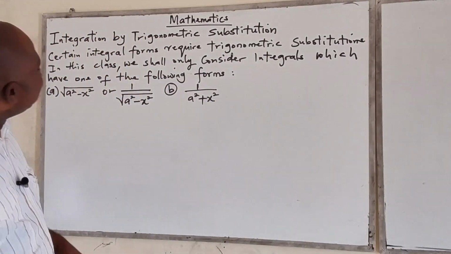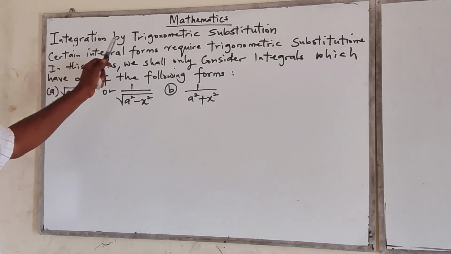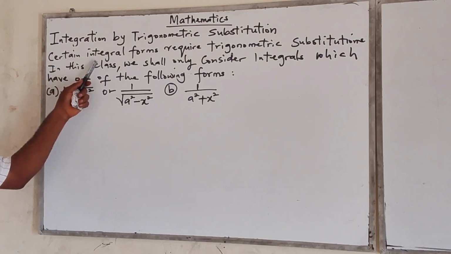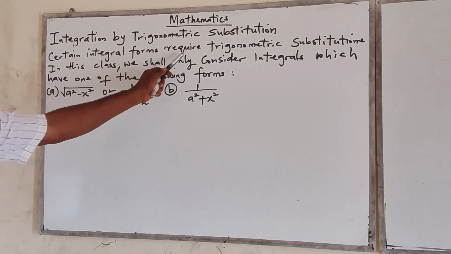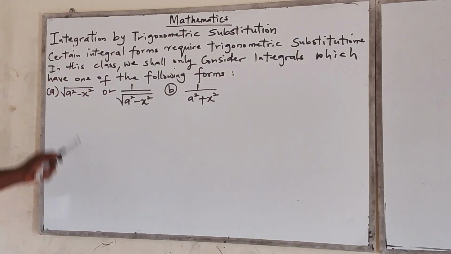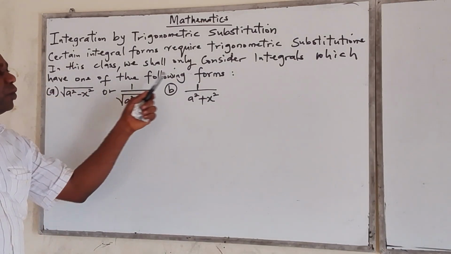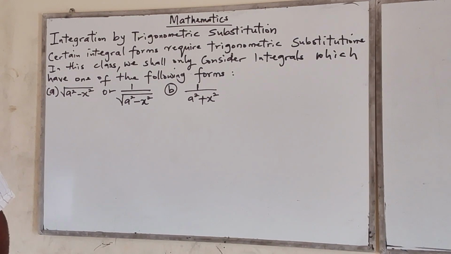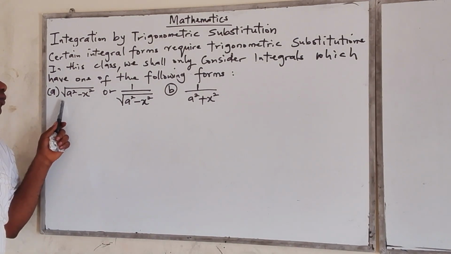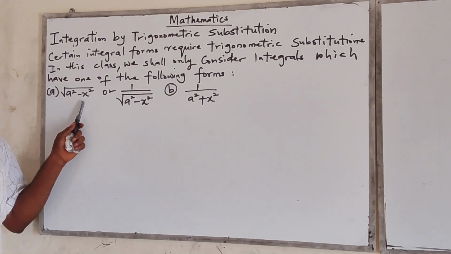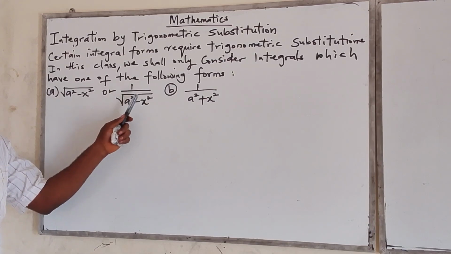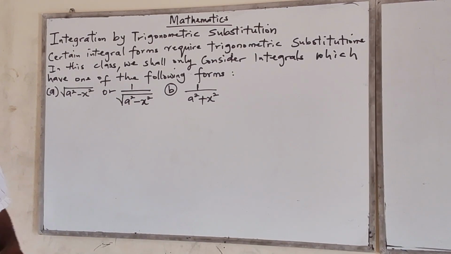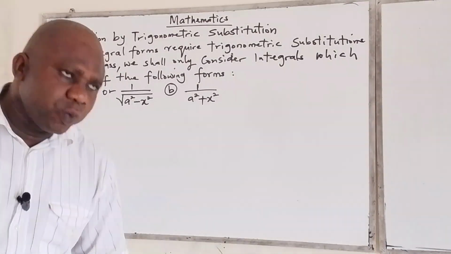Today, we are going to be looking at integration by trigonometric substitution. Certain integral forms require trigonometric substitutions. In this class, we shall only consider integrals which have one of the following forms. A, the square root of a squared minus x squared, or 1 all over the square root of a squared minus x squared. B, 1 all over a squared plus x squared.